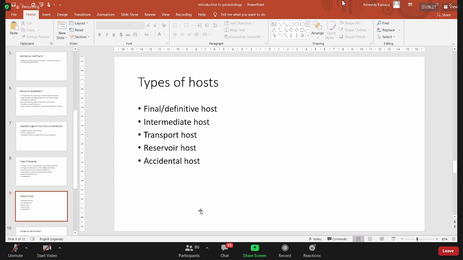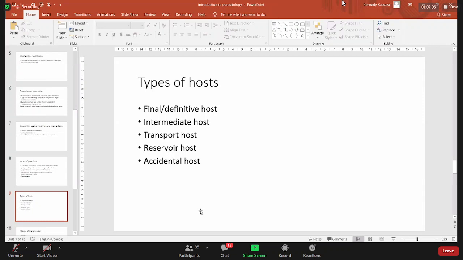Then we have the reservoir hosts. These ones harbor the parasite, and they do not show signs of the disease, but these reservoir hosts are a danger when vectors feed on the reservoir host and at the same time feed on the final host, and then are able to transmit the parasite from the reservoir host to the final host. Here we can give an example of Trypanosoma rhodesiense, which affects both wild animals as well as human beings.